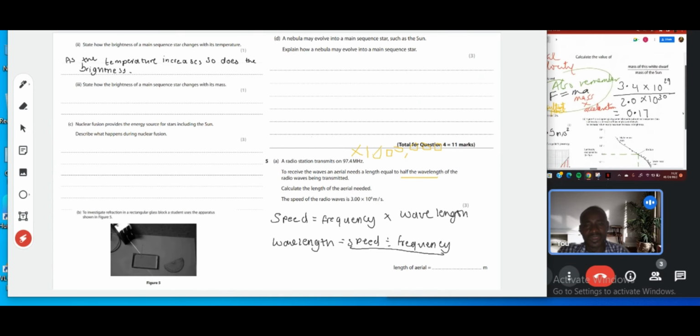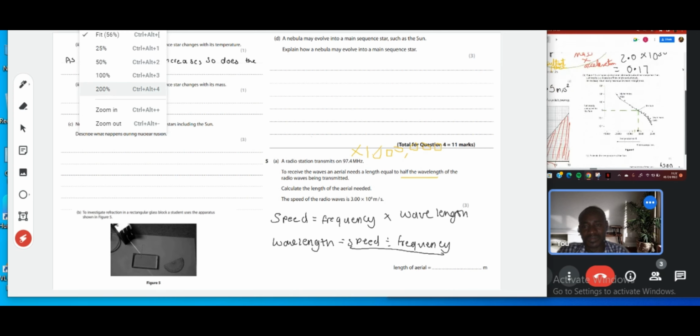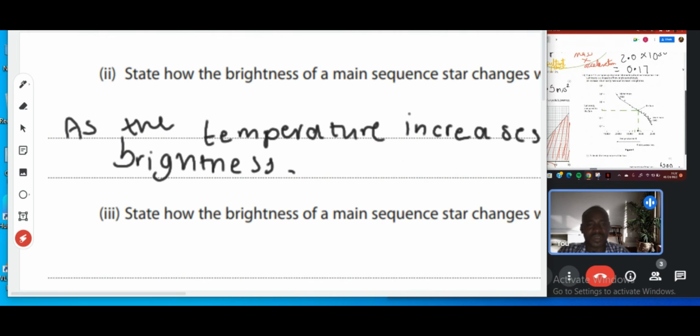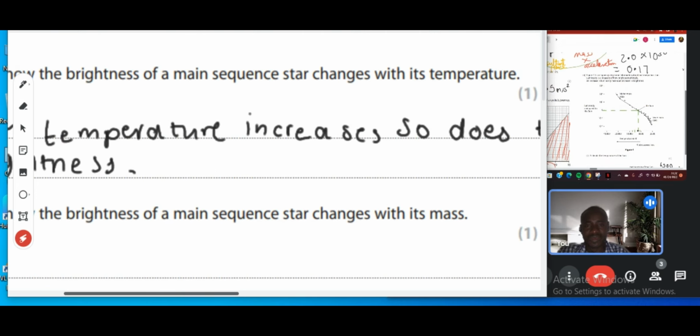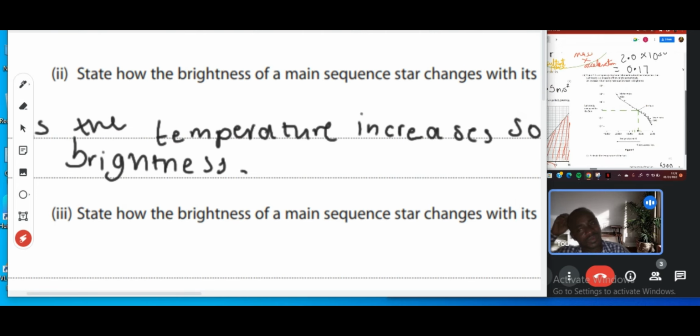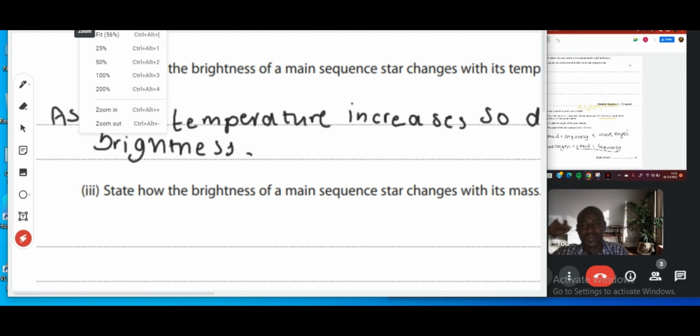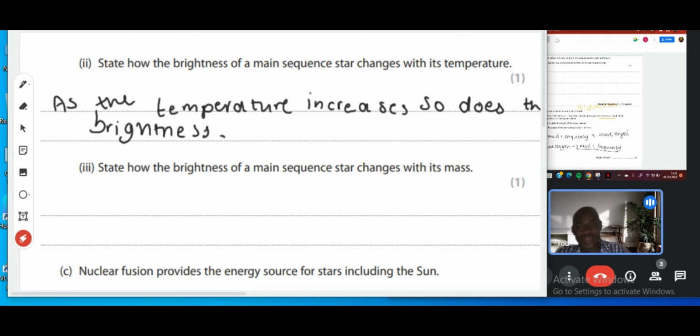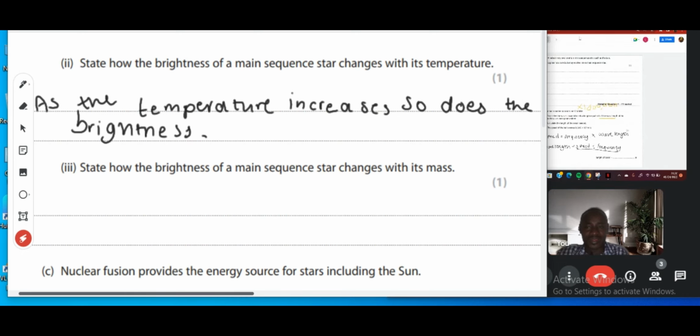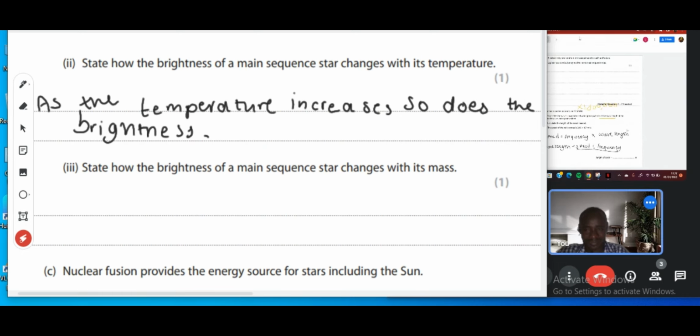Okay, so the next part of the question says, state how the brightness of a main sequence star changes with its temperature. Okay, you already answered that. Can you go to the next page? It says, state how the brightness of a main sequence star changes with its temperature. Of course, the higher the temperature, the greater the brightness, based on the graph we worked on in the previous page. That was in our previous class.